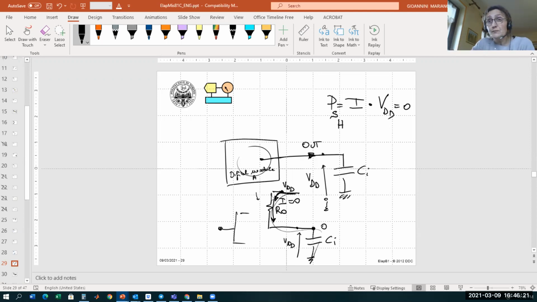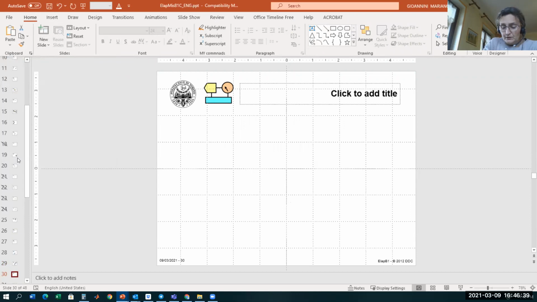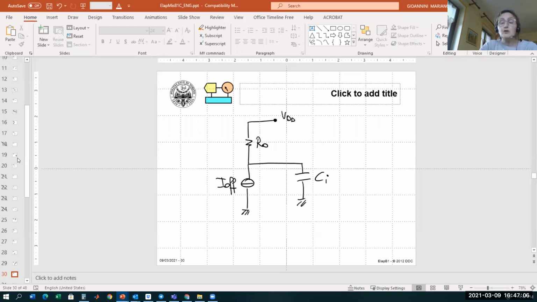Is this actually true? This is not actually true, because if you remember, the more correct circuit is this one, where we have to add the offset current, because the NMOS is not an ideal open circuit, but it has a leakage current.